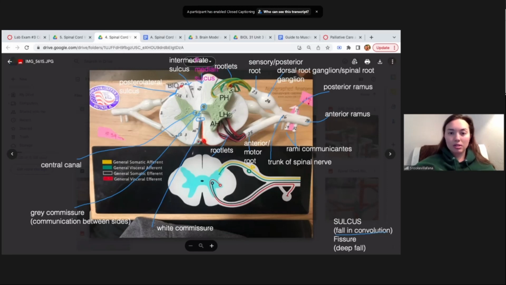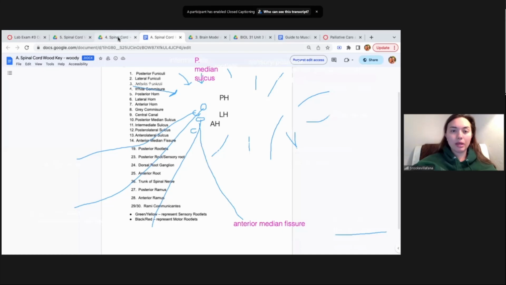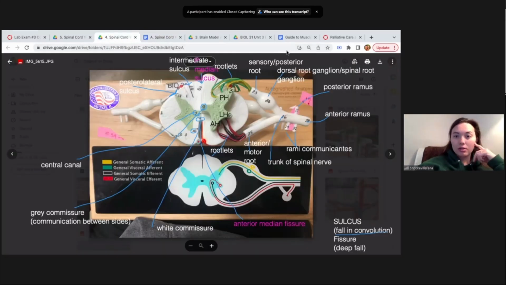And then like I was just about to say, on the very front, this 14, does everybody see how there's like a hole basically that 14 is pointing to? That's because this is a fissure. So this is an anterior median fissure. And like I said, the fissure is a deep fall. Okay. And then 13 should be anterolateral sulcus. So like I said, where it's just like basically this little tiny divot. I'll change the color because blue is starting to be everywhere. So anterolateral sulcus.